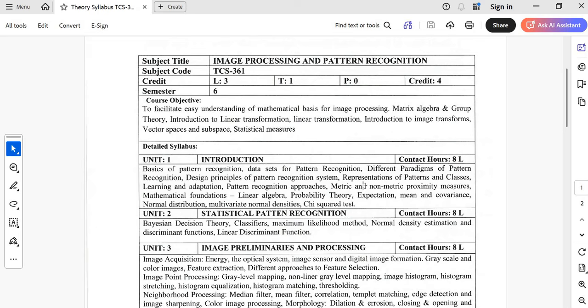So important tip, I'm giving you an important tip: prepare short notes for pattern recognition system. Number 2, supervised versus unsupervised learning. Number 3, distance measures. And number 4, at last, statistical concepts. So you can cover these 4 topics. You can prepare like this. So we can cover this unit number 1.